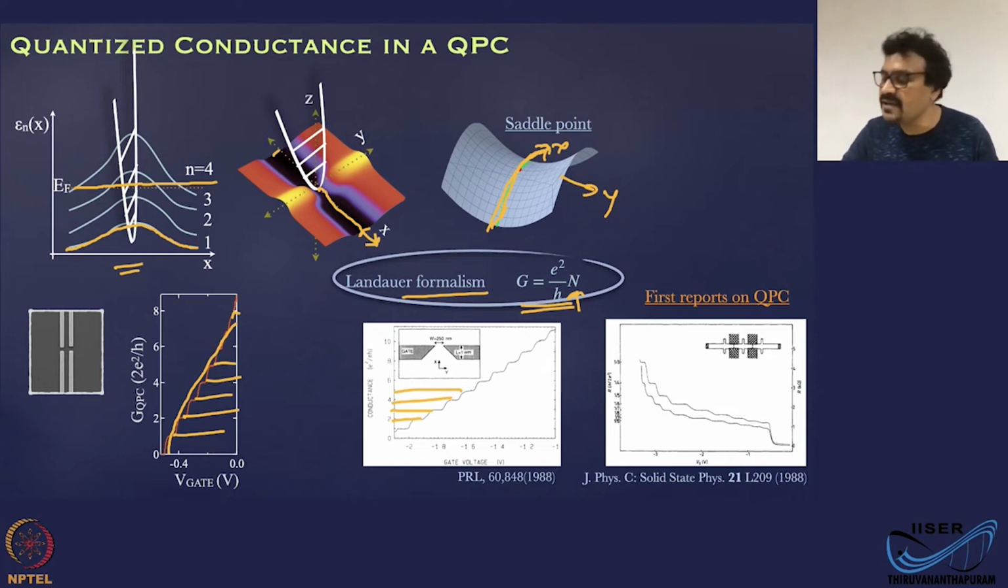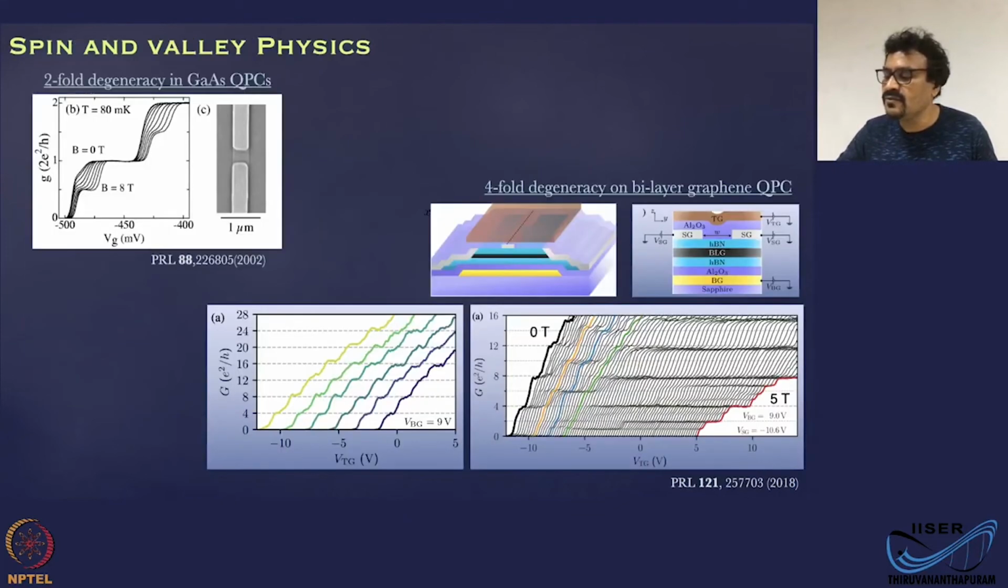But if you apply a magnetic field, then you will see the effect of spin, because spin is another channel. As shown here, at zero field it is quantized in 2e square by h. The moment you vary the field, at high field, you can see that each of these is going to split into 2. So you have e square by h steps, but in the absence of the field, you have 2e square by h steps.